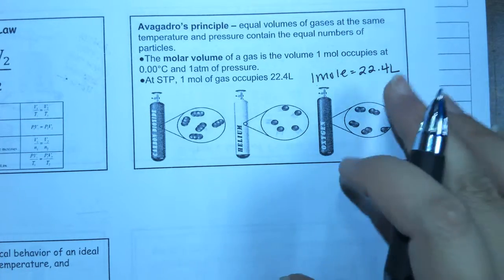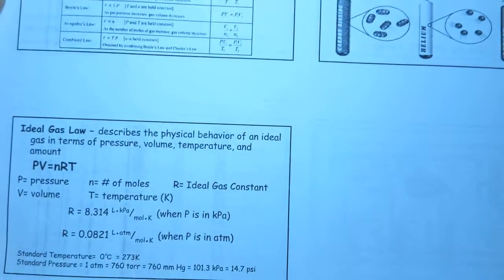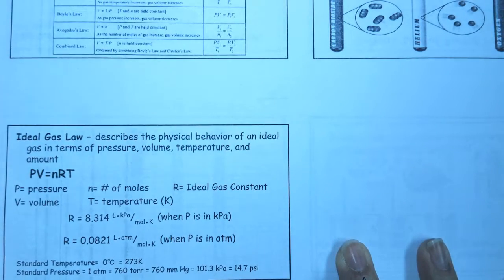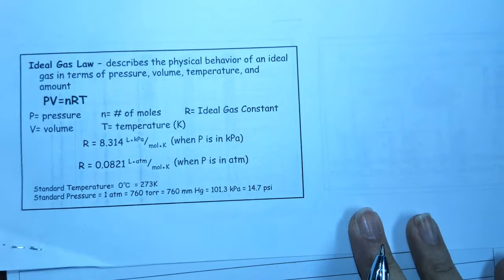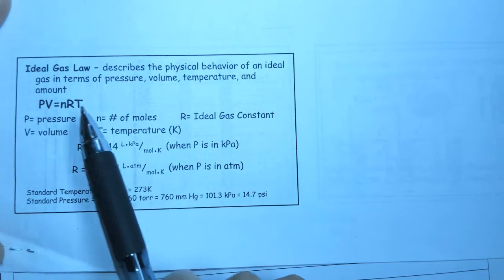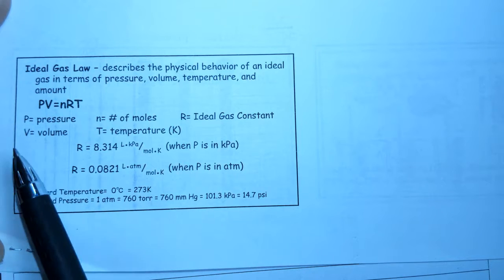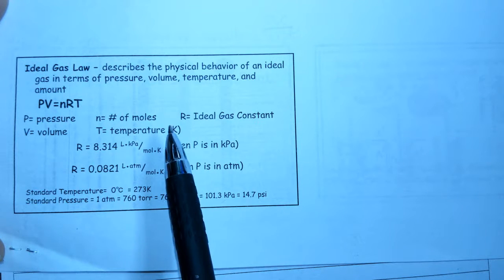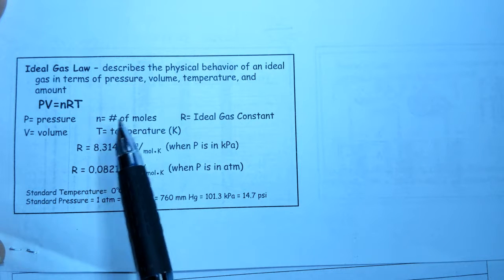Okay, and so with this in mind, taking into consideration amount, we look at the ideal gas law, right? And so the ideal gas law describes the physical behavior of an ideal gas, so how it should ideally act in terms of pressure, volume, temperature, and amount. So it's just looking at one gas, and we are not changing the conditions. We are just looking at one condition where there's no initial or final value. So with the ideal gas law, we use the equation PV equals nRT, where pressure is P, volume is V, temperature is T, and we have to put in Kelvin, but now we're adding the amount, and so n will be the number of moles.